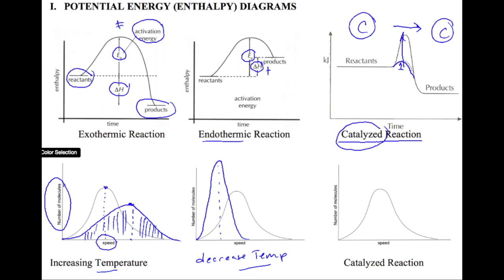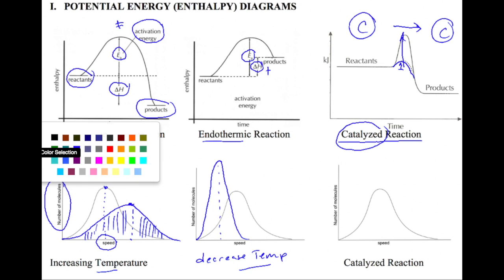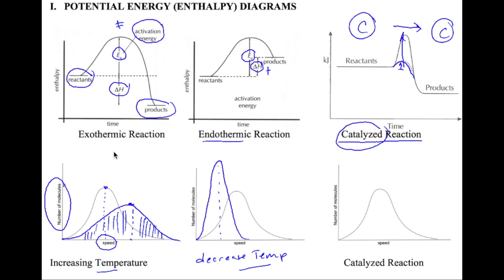Now, important to understand, where does energy of activation come into all of this? Energy of activation is at a specific temperature. So therefore, there's always a specific speed that goes along with it.